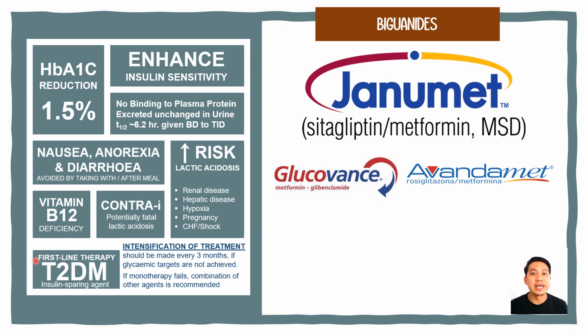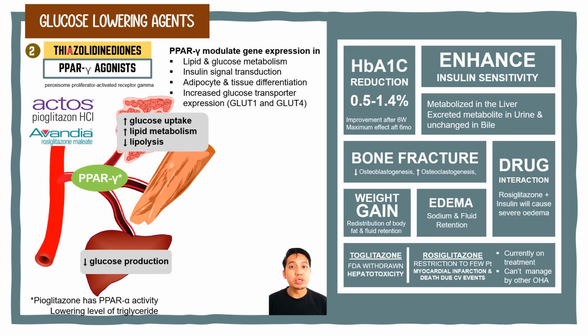Metformin is recommended as first-line therapy for type 2 diabetes mellitus because it is an insulin-sparing agent, does not increase body weight, and does not provoke hypoglycemia, as compared to insulin, sulfonylureas, and meglitinides classes of glucose-lowering agents. Combination with other agents is recommended if monotherapy fails to achieve the glycemic target, such as Janumet, Glucovance, and Avandamet.